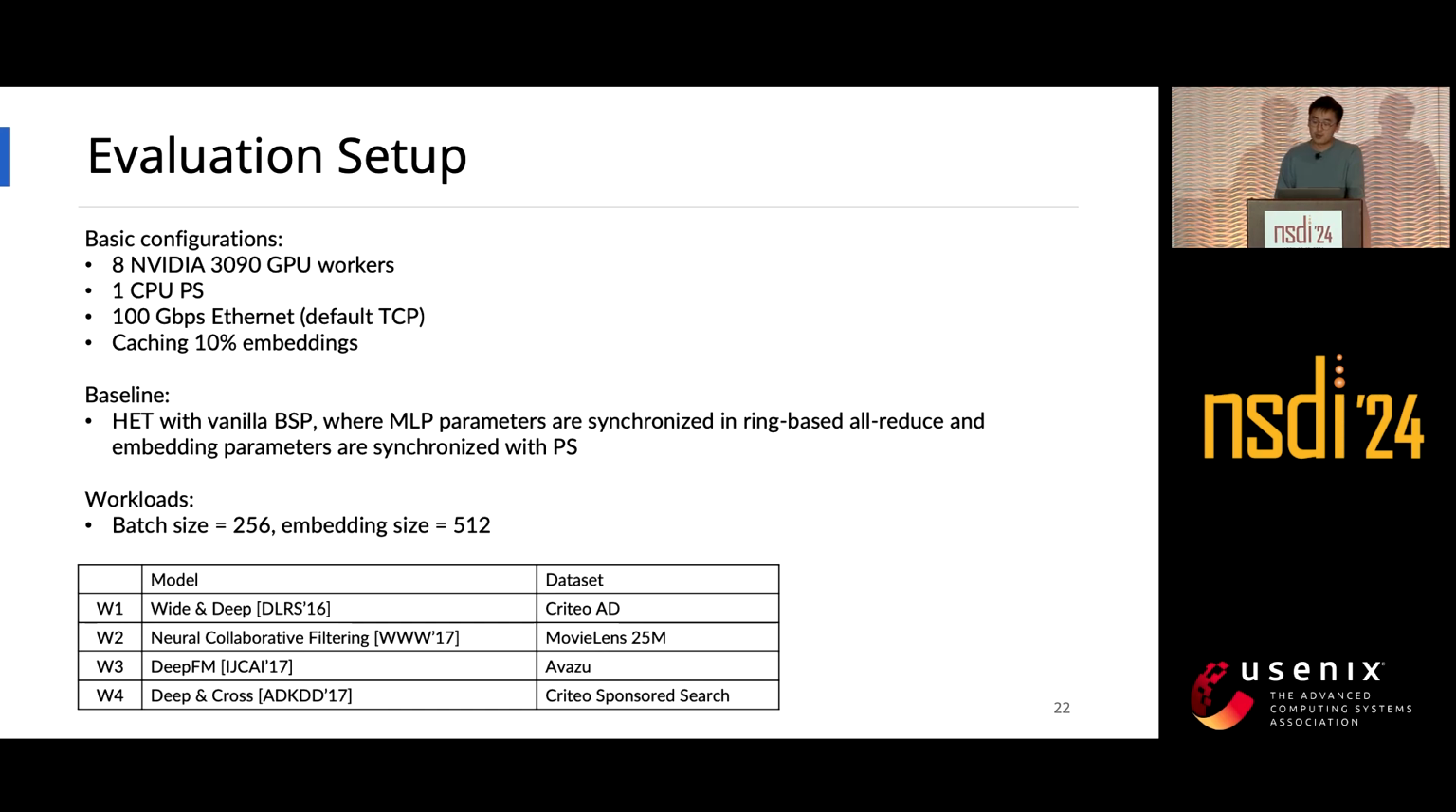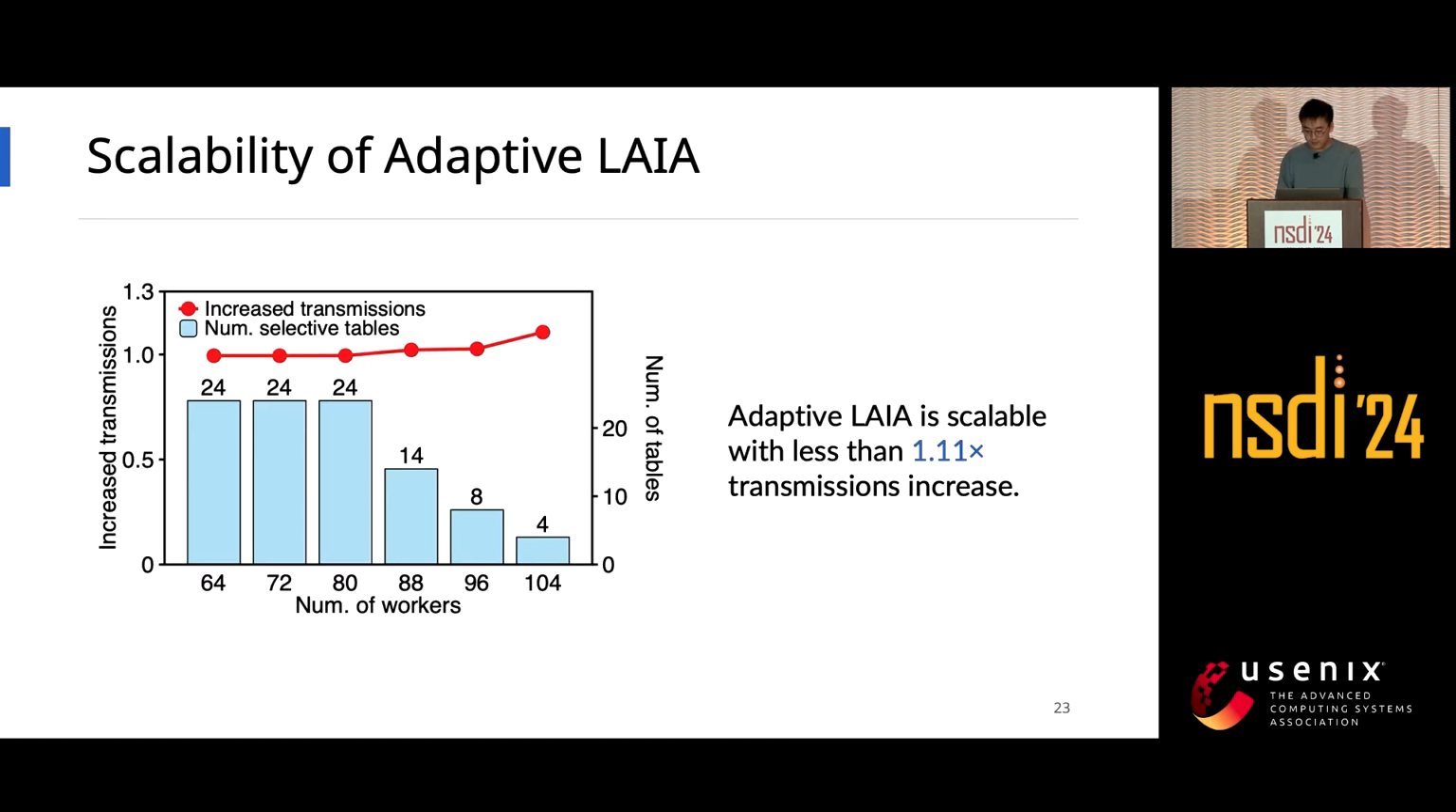This is the evaluation setup. Most of the settings have been mentioned before. We compare Herald with HET with vanilla BSP to preserve the same model accuracy. First, we use micro benchmarks to understand the effectiveness of the adaptive location-aware partition algorithm. We find that the number of tables that can be considered during the scoring strictly meets the scheduling budget with the increasing number of workers. We also find that adaptive scoring introduced less than 1.11 times transmission increase by scoring with at least 4 tables, which indicates Herald is scalable and adaptive to different scales of training clusters.